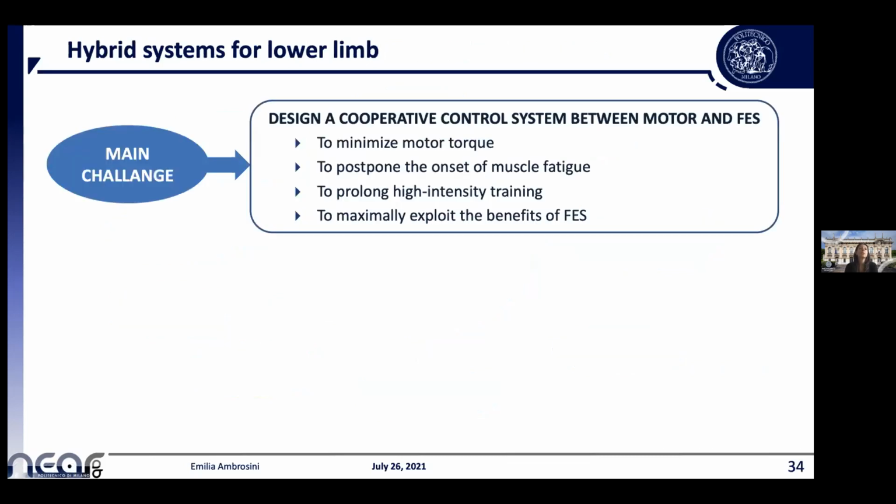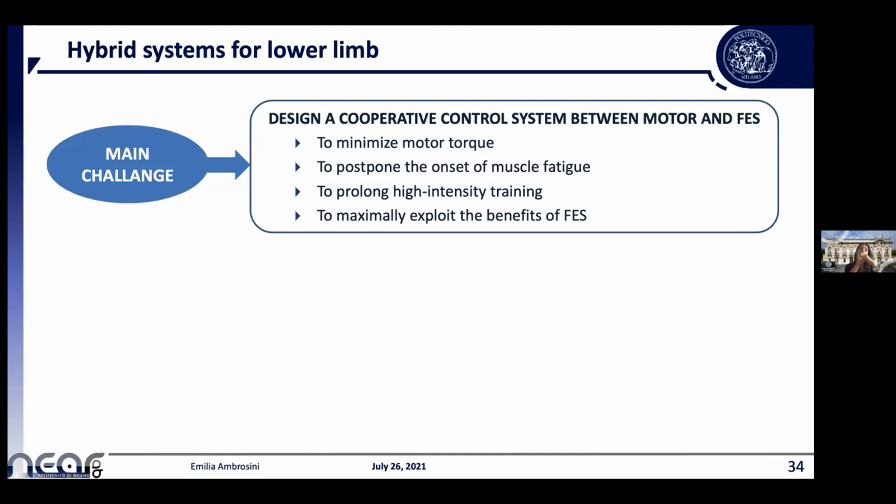For what concerns hybrid systems for the lower limb, the main challenge is to design a cooperative control system between motor and FES. Indeed, what we could find so far in the literature is that we have the control system of a robot and the control system of FES, and the two are just combined one on top of the other, but the two control systems do not speak with each other. The next challenge to be solved in order to really exploit the full potentiality of hybrid systems for the lower limb is to design a cooperative control system.